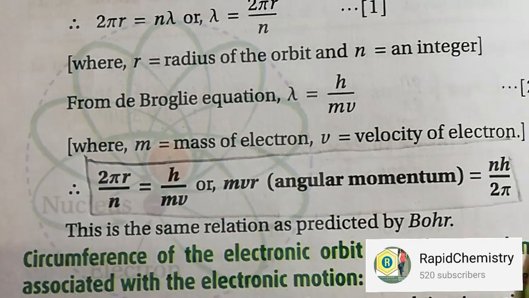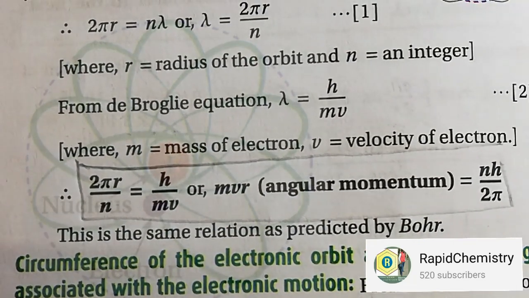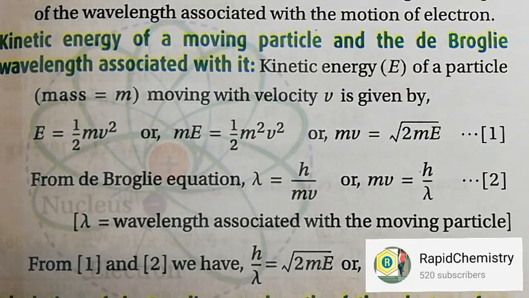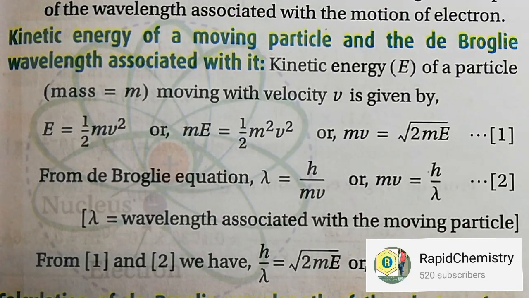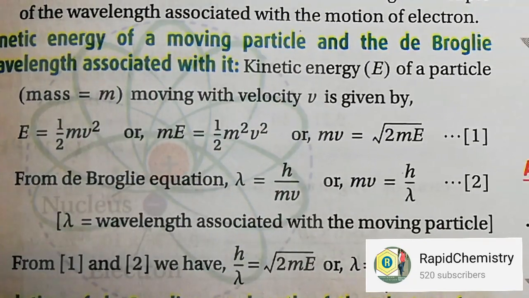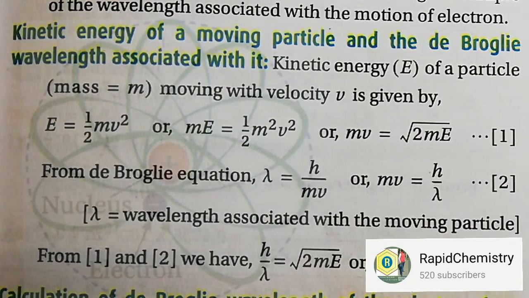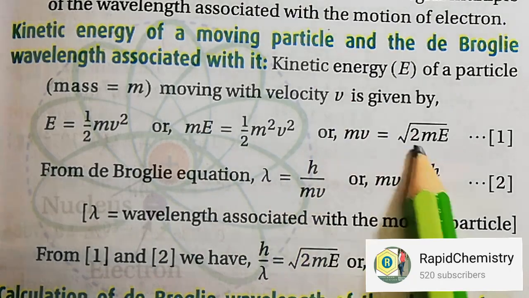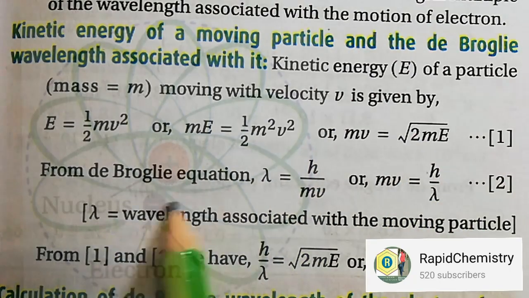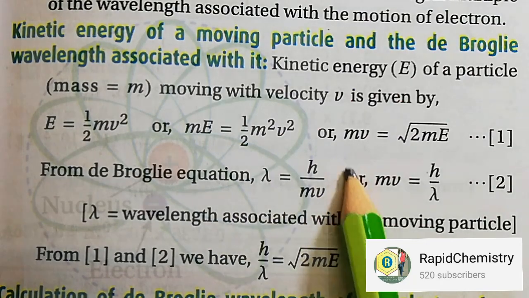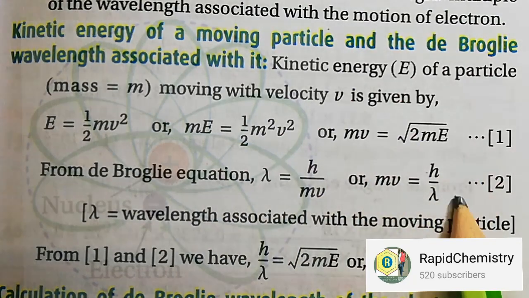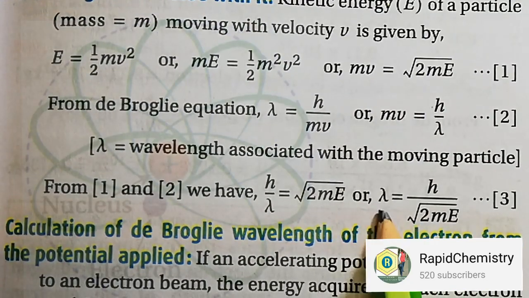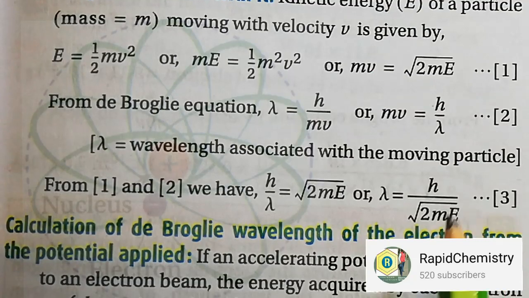Now let's move to another important question given here. The kinetic energy of a moving particle and the de Broglie wavelength associated with it. So the kinetic energy of a moving particle is half mv square. From here mv equals root over 2mE, and from the de Broglie equation we have lambda equals h by mv, that is mv equals h by lambda. Combining these two equations we get lambda equals h by root 2mE.